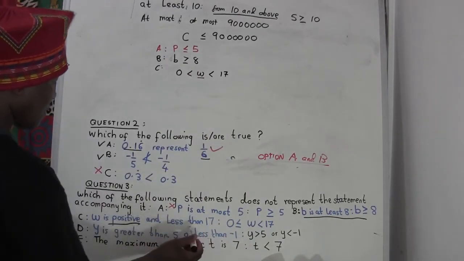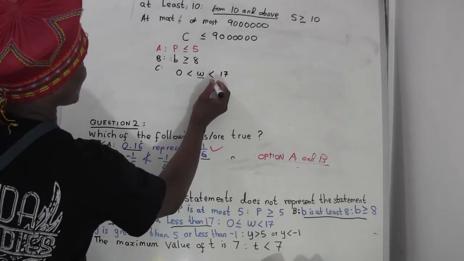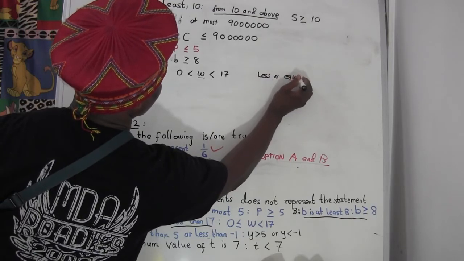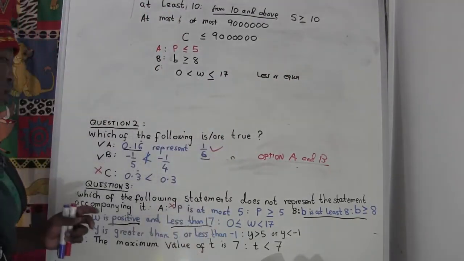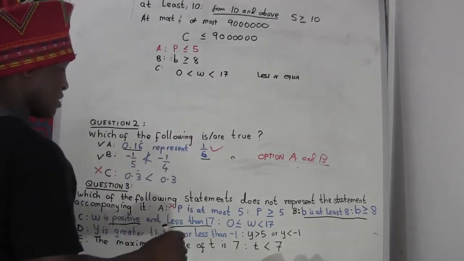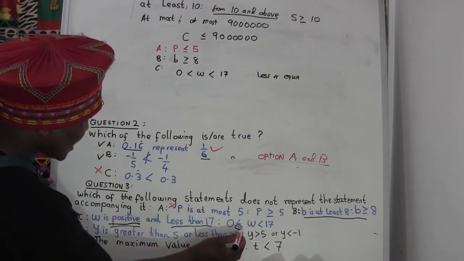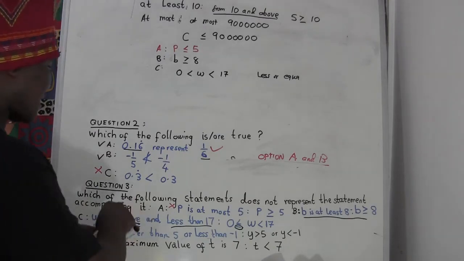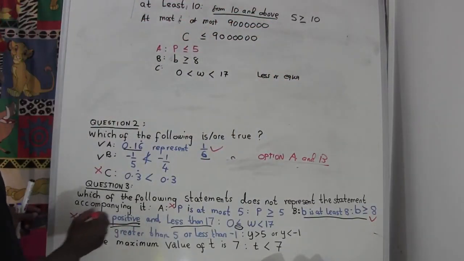So positive and less than 17. Less means it has to be like that. But if you say less or equal, then I could have put this. But in this case, they didn't say less or equal. They just say less than 17. And since they say it's positive, this should not be in here. So this is not the answer either. But this was the answer. You understand what I said?